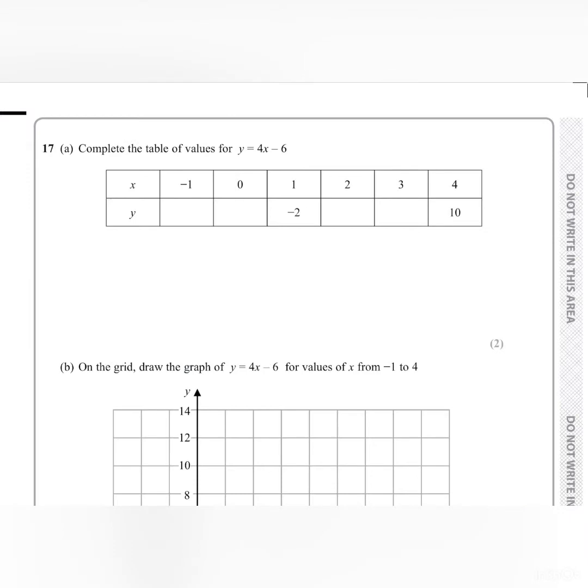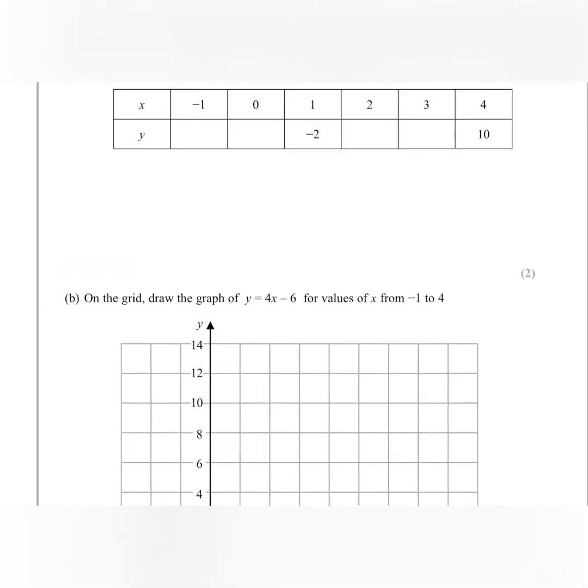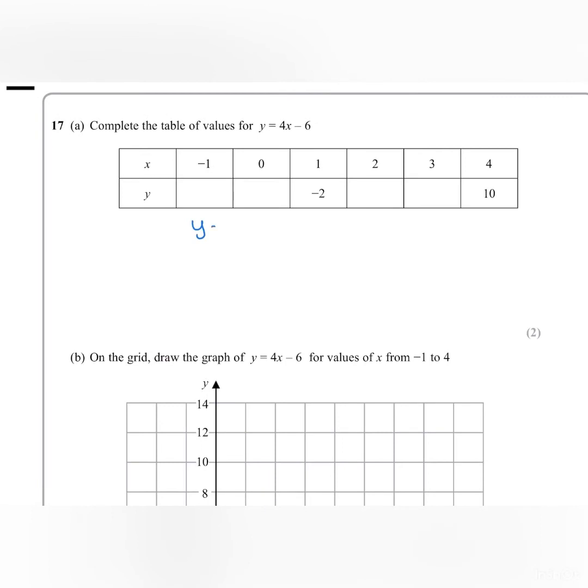Question 17, we're given a table to complete for y equals 4x minus 6, and then you need to plot the graph on the axis given. Okay, so to complete the table, they're giving us two values already. So if we substitute, y equals 4 times x minus 6. So check your first value to start off with. So it's 4 times 4, take away 6. 4 times 4 is 16. 16 take away 6 is 10.